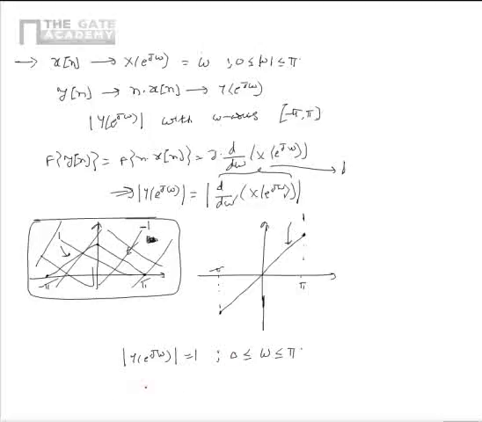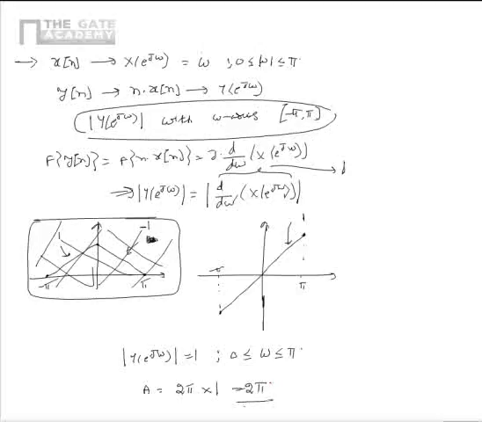From this we can say that the area A is equal to 2π, which is the width, multiplied by 1. So the answer is 2π. So the area of abs of Y(e^{jω}) with the ω axis in the range of minus π to π is 2π.